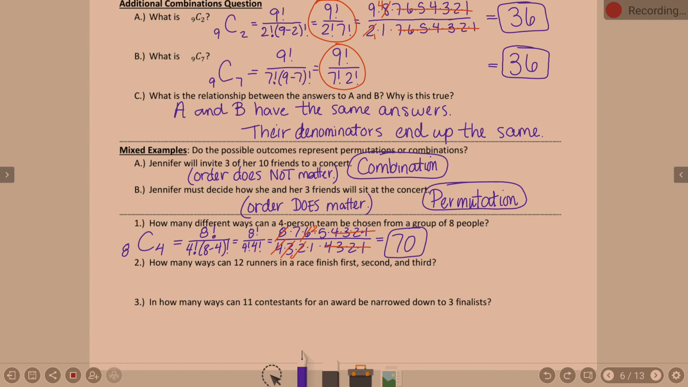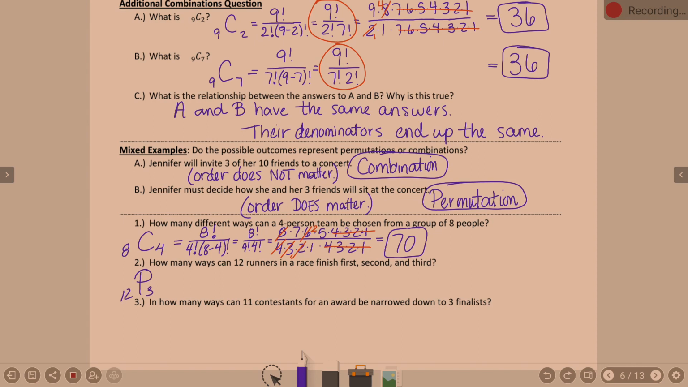Okay, so this is going to be a permutation. How many are we picking from? 12. How many spots are you trying to fill? 3, because it's first, second, third. Are you with me?